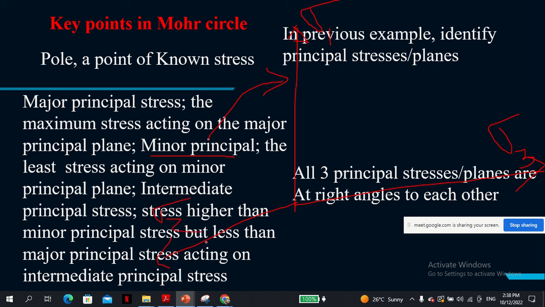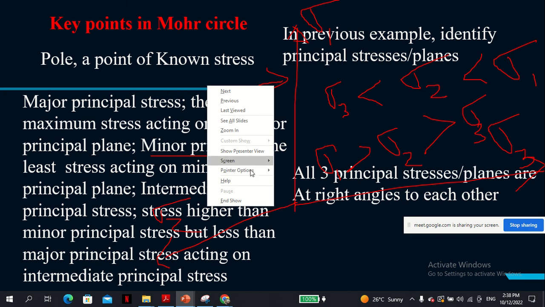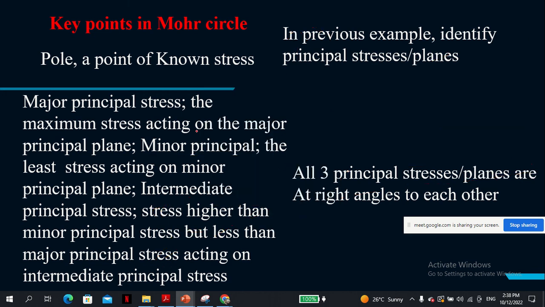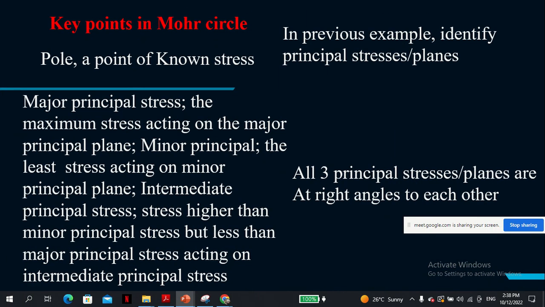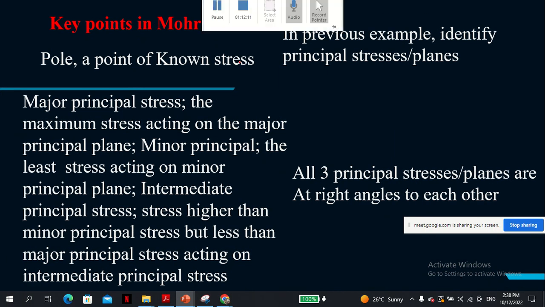The planes are 90 degrees to each other. So sigma 3, to put it in more mathematical terms, is less than sigma 2, which is less than sigma 1. Or sigma 1 is greater than sigma 2, which is greater than sigma 3, whichever way. So you get the idea. That's all the explanation, and I hope that gives you a very good idea of what we are talking about. I will end there because there's too much information, and I've tried my best to make sure that you can understand.